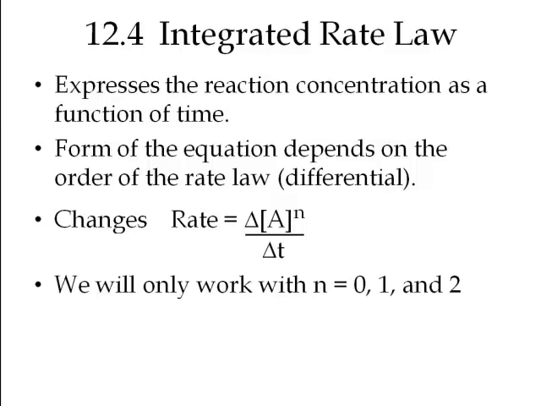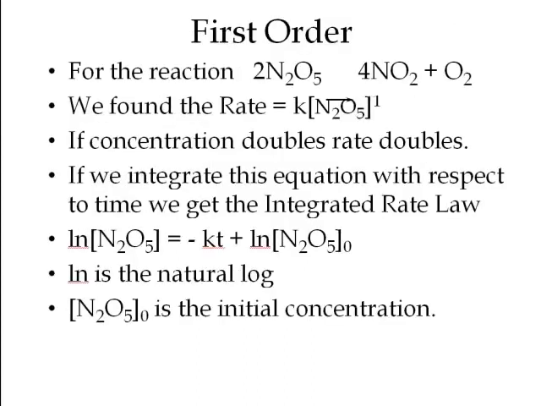Here's a reaction: dinitrogen pentoxide breaking up into nitrogen dioxide and oxygen. The rate has already been found to be first order. What happens in this situation is that when the concentration doubles, the rate doubles. Imagine that instead of a 1 molar concentration, we have a 2 molar concentration. If we have twice as many moles, the reaction rate would increase.